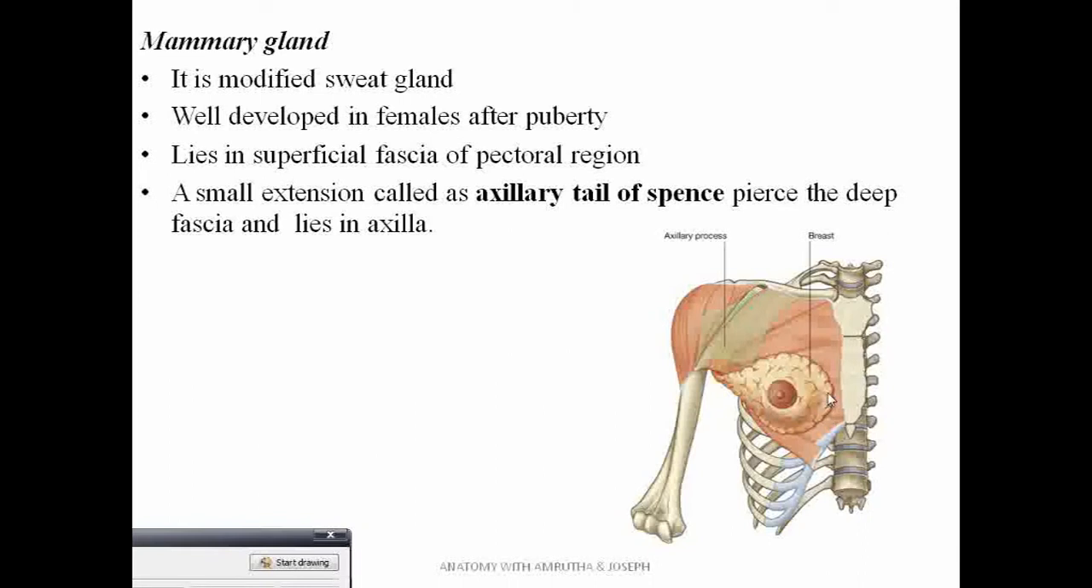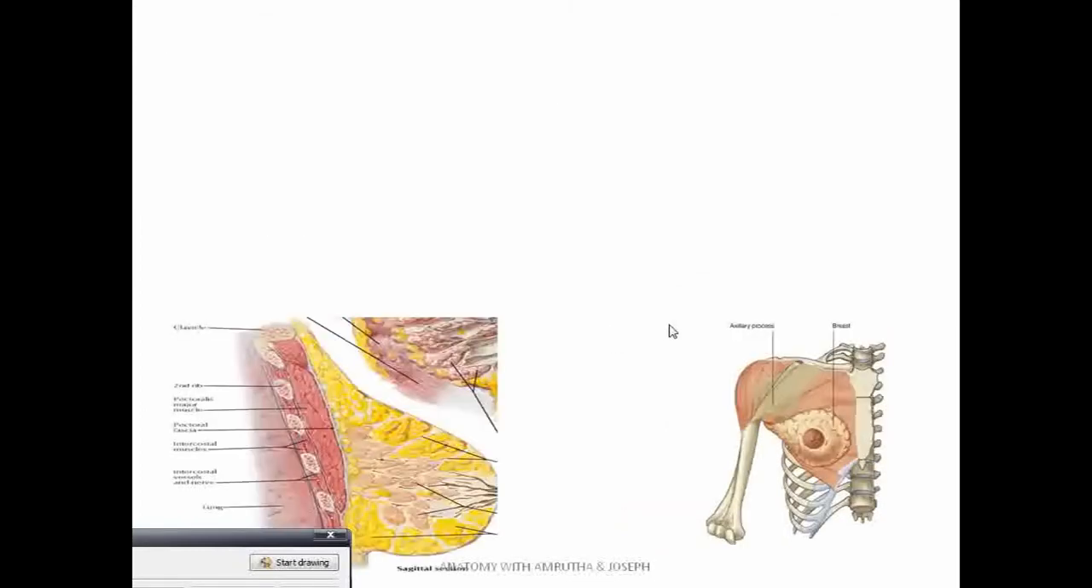A small extension of the mammary gland, which is called axillary tail of Spence, axillary process, pierces the deep fascia and lies in the axilla. Axilla is the armpit. So a part of the mammary gland goes into the axilla. Sagittal section of the breast, which lies in the superficial fascia, can be seen, and the pectoralis major muscle and the fascia covering the pectoralis major muscle, pectoralis fascia or pectoral fascia.